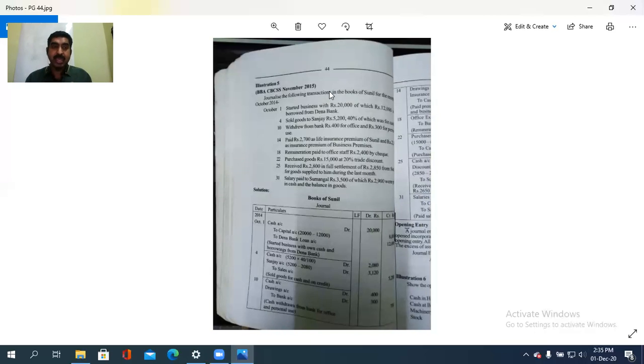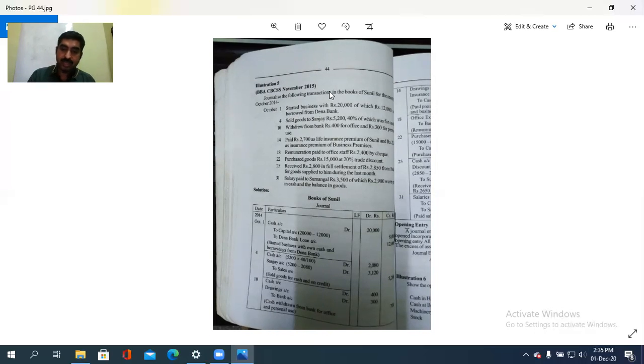So in this way, you need to pass the necessary journal entries. And I will give you the problems with regard to the assignment or homework, and maybe within 2 days, you need to submit it. And after the class, at the time of uploading, I will add that also.